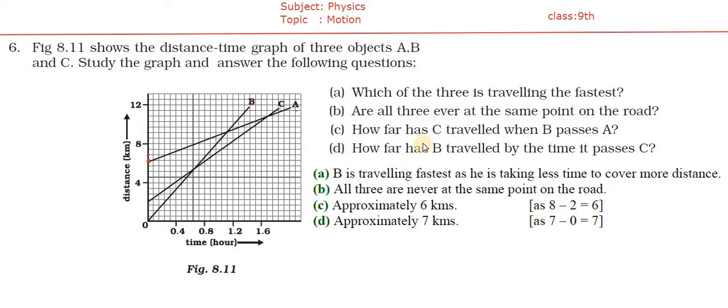And the next one: how far has B traveled by the time it passes C? How far did B travel? It is approximately 7 meters. So these are approximate values. So this is the question.